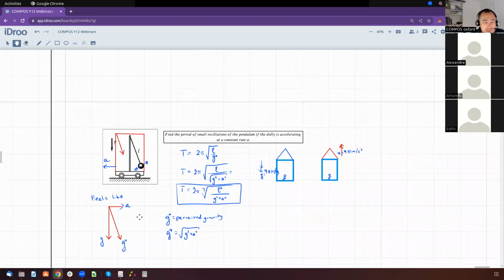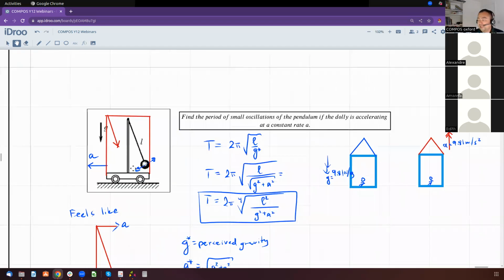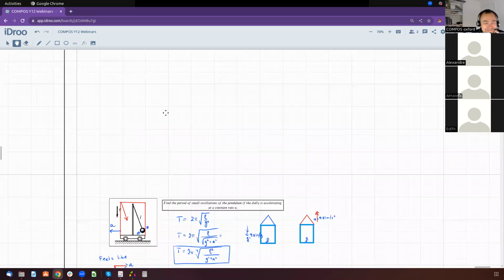So one of the questions in the assignment involves a dolly rolling down a ramp. It's the same situation. Yeah, so I basically solved it for you. You just need to work out the acceleration, and the acceleration would be G sine theta.